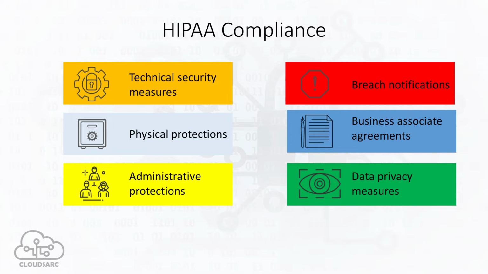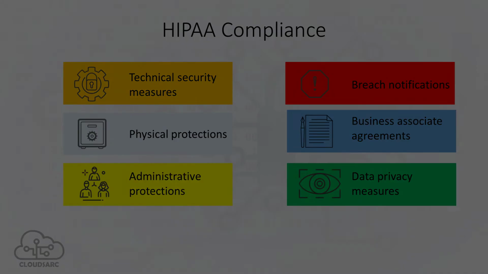There are 6 main areas you need to focus on when you're working on HIPAA compliance. Technical security measures: technical measures for protecting the confidentiality of health information. Physical protections: making sure healthcare facilities are physically protected. Administrative protections: having the right policies and processes in the organization. Breach notifications: doing the right thing when incidents occur. Business associate agreements: processing agreements between your organization and third parties. And data privacy measures: fulfill the patient rights and protect health data.